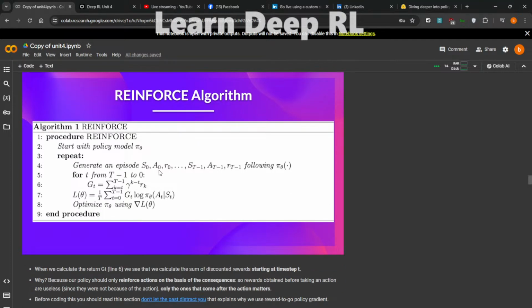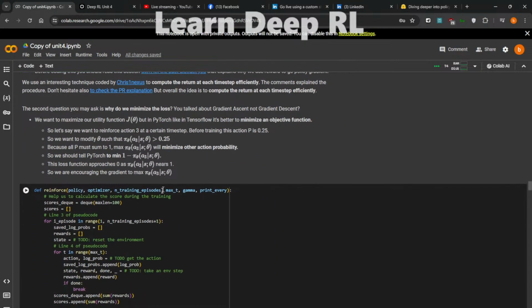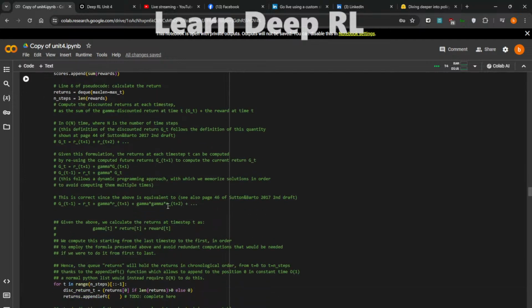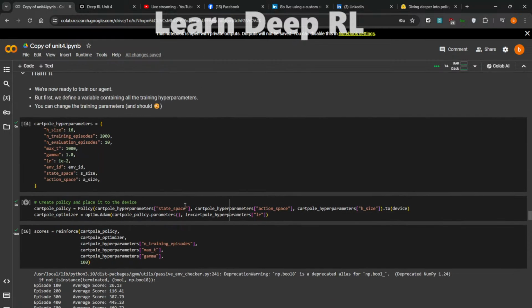Here's the pseudocode for the REINFORCE algorithm. You start with the policy, you generate an episode, and then you optimize your policy using this expression. And with that environment, this in total took me 14 minutes to train, and some of the things that you can edit are the hyperparameters. Those are always fun to mess around with.